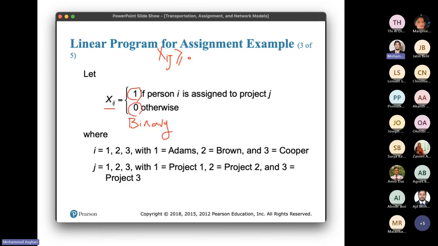If this person, for example person one, Adams, is assigned to project one, xij can take one. Otherwise, if this person is assigned to another project, it can take zero. When we consider a decision variable as non-negative, it can take any number bigger than zero: 0, 1, 2, 3.5, any number. But here, the decision variable can just take two numbers. It can take 0 or 1.